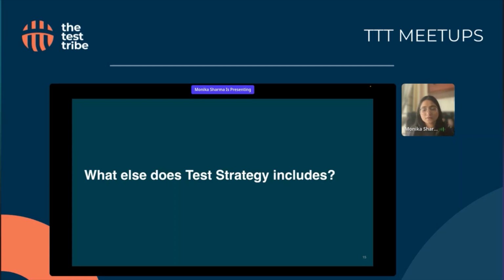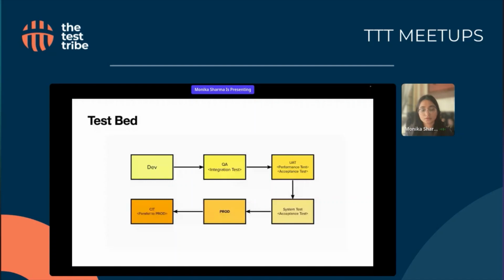Now we have discussed different types of test strategy patterns, which are somewhat technical in nature. But what else should a test strategy include? Number one is the test bed: which environments I'm going to have, whether I'm going to see the data in these environments, and which environment I'm going to use for what kind of testing.